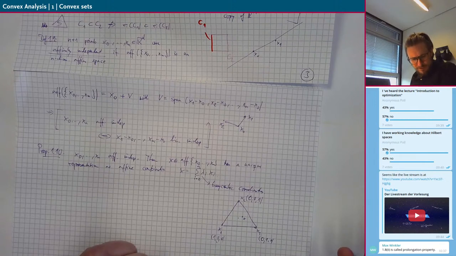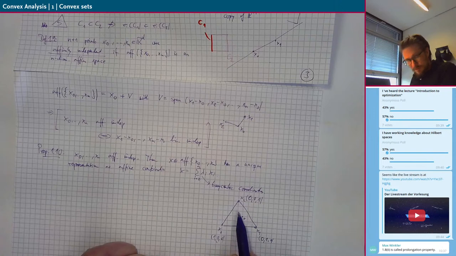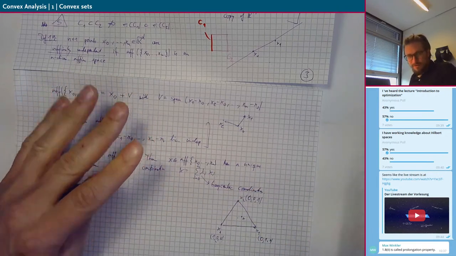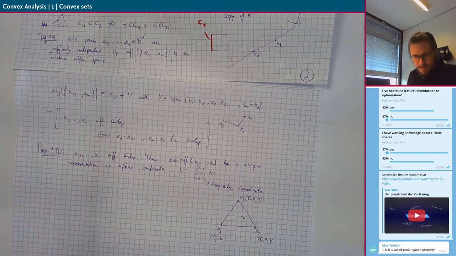If I'm not mistaken, I guess that's correct. Yeah, so the line in the middle here would be 1/2, 1/2, 0, the barycentric coordinates, and then you go half in this direction, and then you end up in the barycenter of this triangle. Of course, and if you take negative coefficients, you will be outside of this triangle.